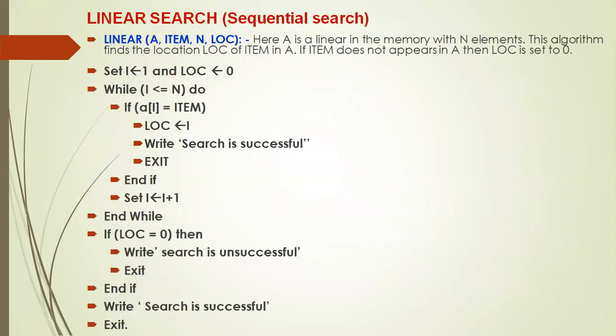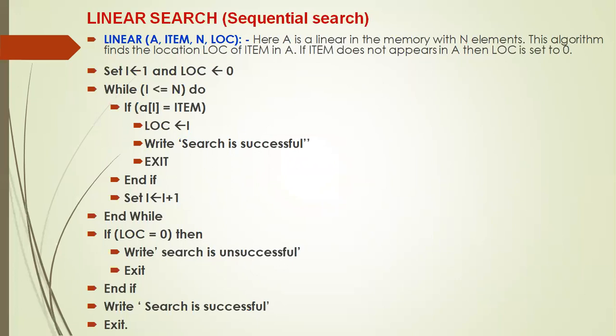Let us consider the algorithm which checks whether a given element is present in an array or not using the sequential search technique. The algorithm name is Linear, and the parameters required are A, item, N, LOC. This algorithm checks whether an element called item is present in an array called A, which consists of N elements. LOC is the position where item is present in that array. If the item is not present in the array, then LOC is set to 0. If the LOC value is still 0 after comparing, then the search is unsuccessful and the element is not found in that array.